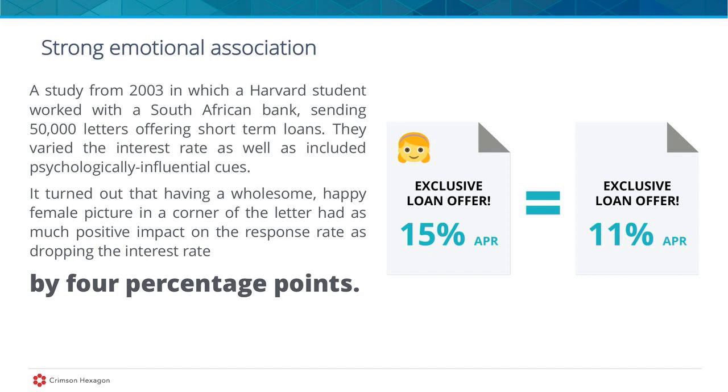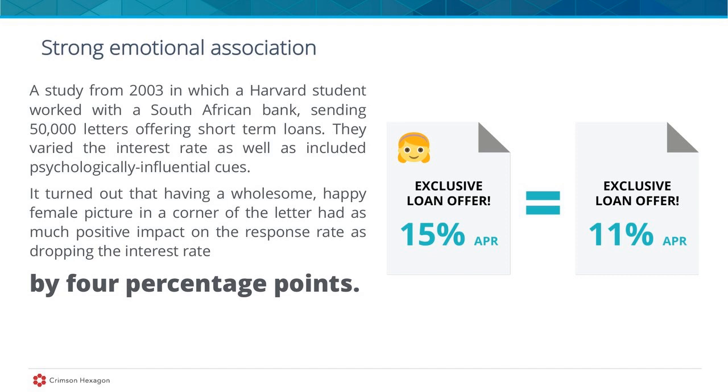Another really cool thing about images and why I think that we're moving towards more of a world of visual conversation is that they elicit a strong emotional response that can sometimes override our basic logic. So there was a study in 2003 in which a Harvard student worked with a South African bank. He sent 50,000 short-term loan offers to a variety of different individuals with different psychological cues that they thought would affect the open rates.